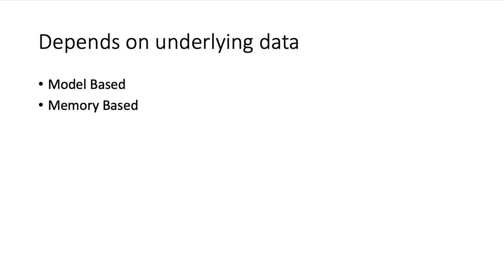Depending on the underlying data, there are another two types of recommender system. One is model-based. This actually is the most common one. Another is memory-based. The memory-based is mostly based on the history of movies you watched, to recommend you a new movie. So memory-based usually uses more raw data to do recommendation.